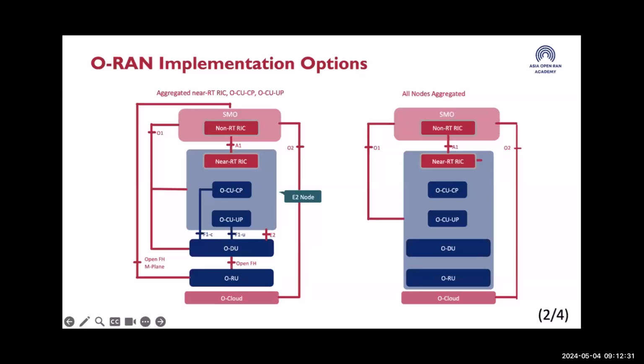It could be on a private network. You can have one physical box, a network in a box, where the near real-time RIC is there, the O-CU, the O-DU, and the RU. And then you have an antenna; you will just connect an antenna. So you can also deploy an O-RAN implementation this way.